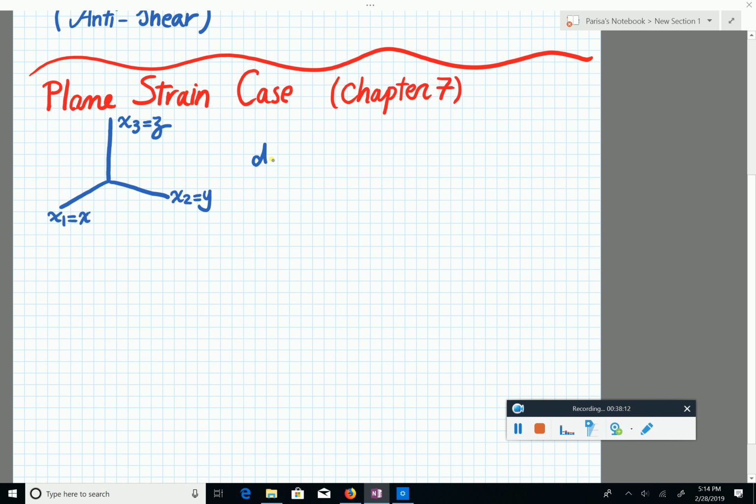So for displacement components also, I'm going to use the same notation as the book. So instead of U1, U2, U3, it's easy. We use U, V, and W.